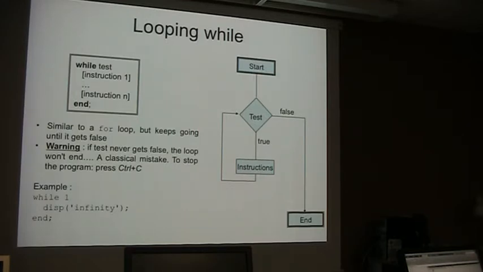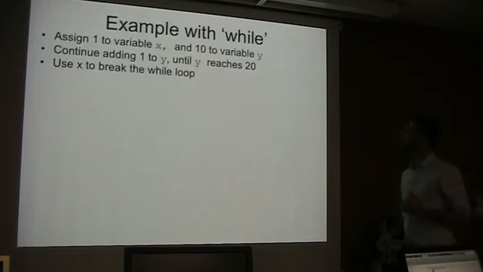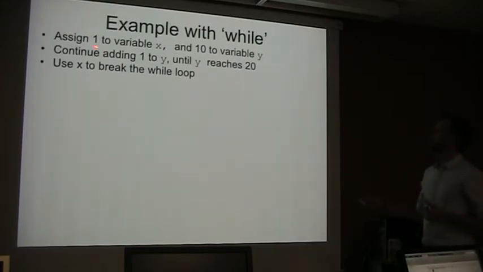So let's do now a while loop that makes more sense. If you create x equals 1 and y equals 10, just start typing this. And now we want to create a while loop that continues to add 1 to y until y reaches 20. So it should be 10 loops. And then we use x to break this while loop.